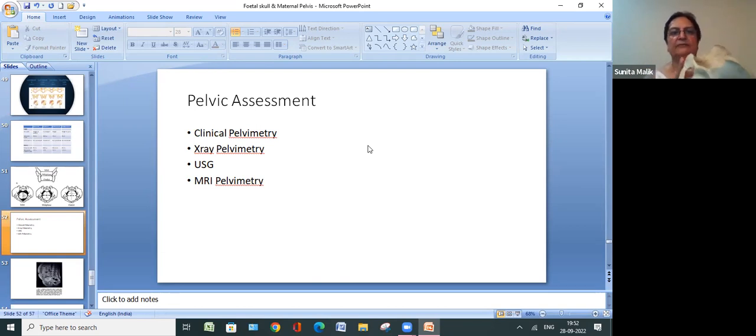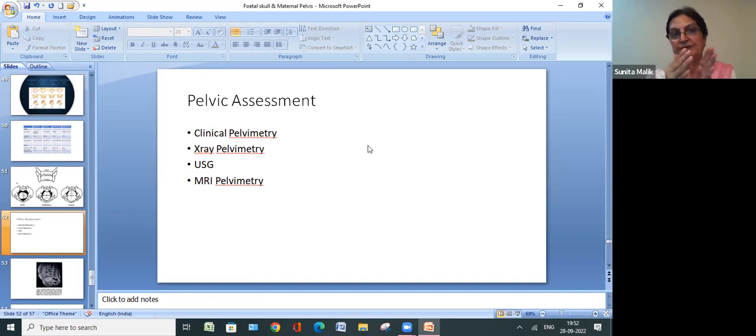This is clinical pelvimetry. If you have a doubt, earlier they used to do X-ray pelvimetry. Nowadays it's out because too much radiation is there, to the mother and mainly to the fetus. That's why these days we don't do X-ray pelvimetry. Ultrasound we generally do otherwise also, so we know the fetal head diameters.